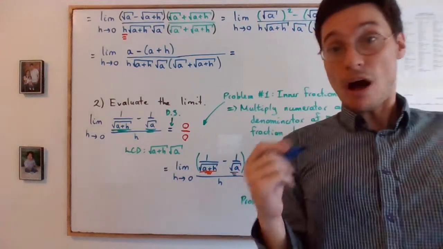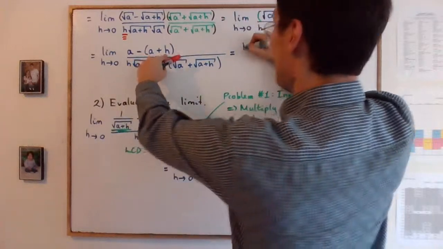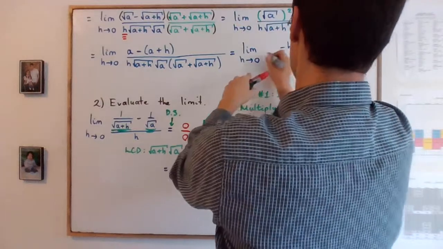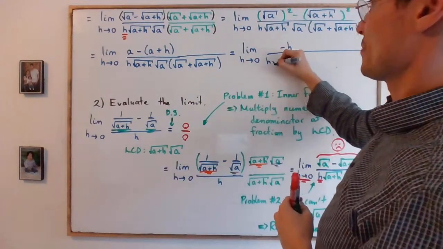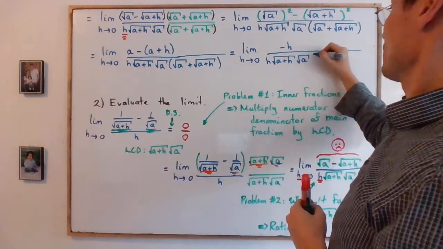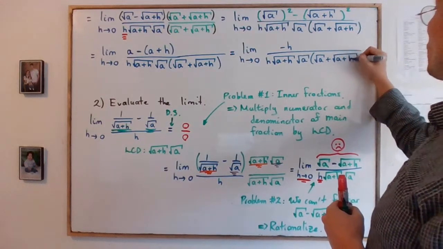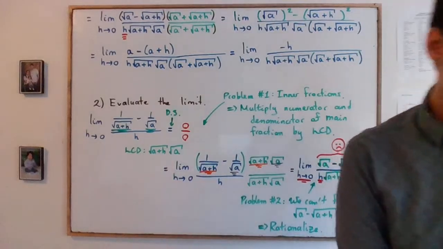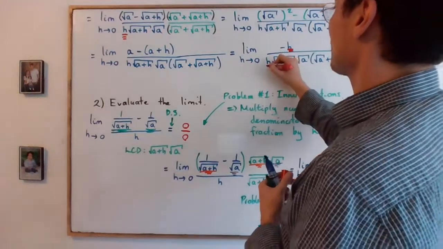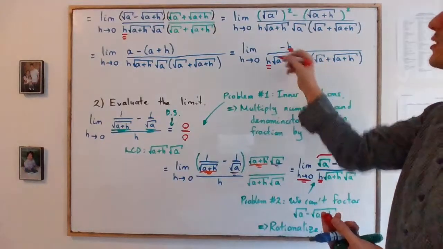And now we almost won, because look, what's happening is that these a's cancel and we get at the top a negative h. So we have negative h here divided by h, square root of a plus h, square root of a, square root of a plus square root of a plus h. So now is the time to cancel the problematic factor. Now you see it appears at the top. This is why we did all this algebra, in order to be able to cancel it.